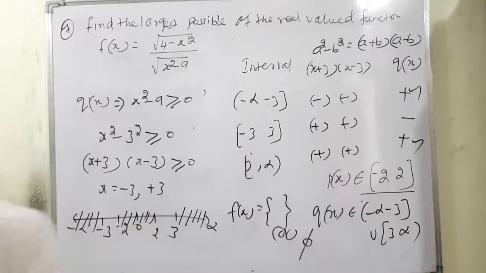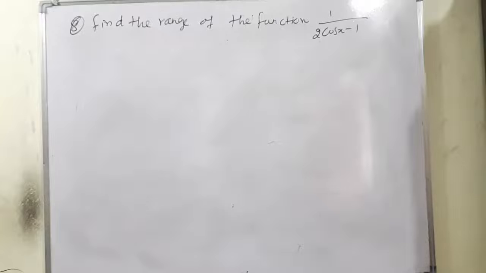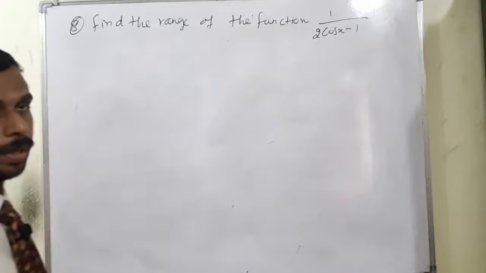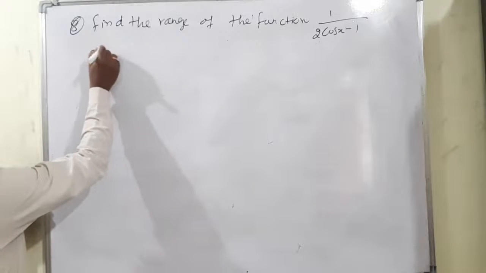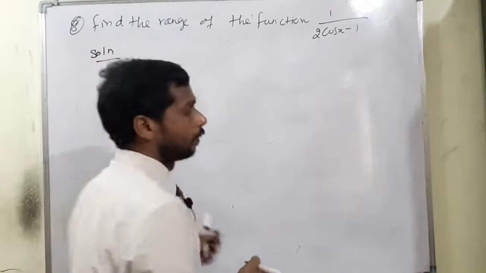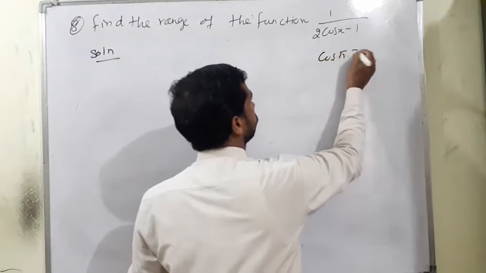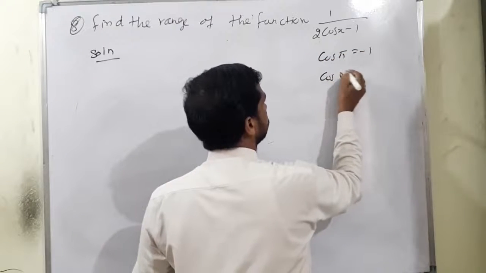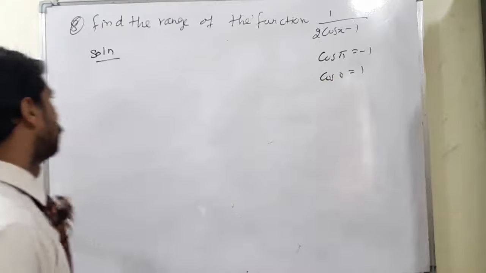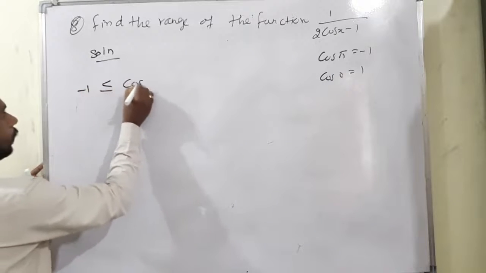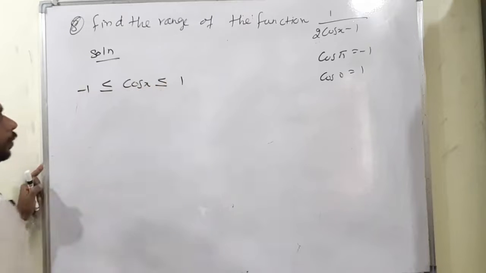I will continue with the next question. Question number 8. Find the range of the function 1 by (2 cos x minus 1). Solution. Already we know the maximum and minimum value of cos x. The cos pi value is minus 1, cos 0 is positive 1. Therefore, minus 1 less than or equal to cos x less than or equal to positive 1.